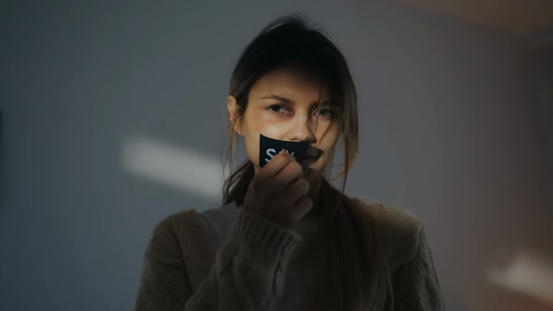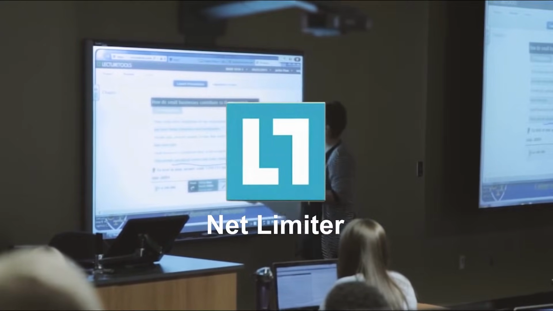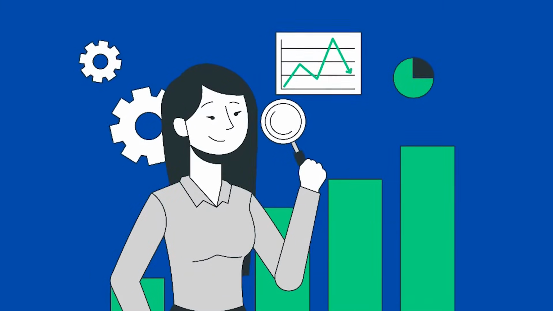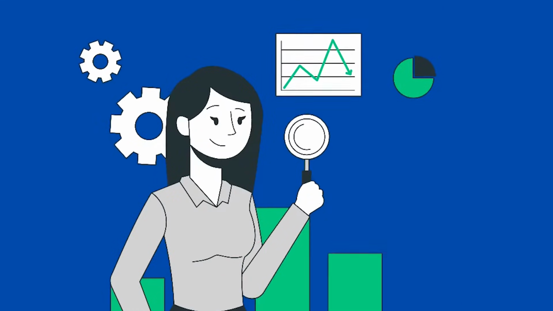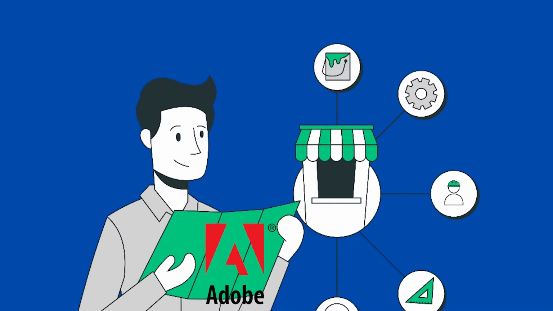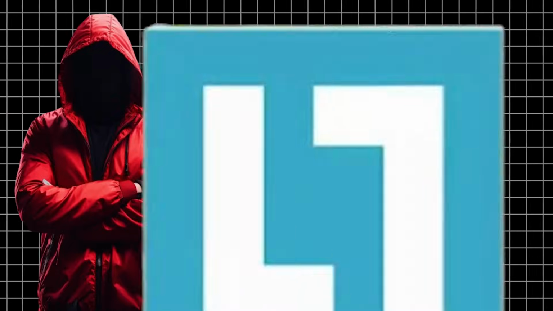So, what's the tool? The tool we'll use is called Net Limiter. It's a powerful internet control tool that allows us to limit, block, or slow down internet access for specific apps without them realizing it. That means Adobe won't be able to verify the license, but everything else will work just fine. How to use Net Limiter?